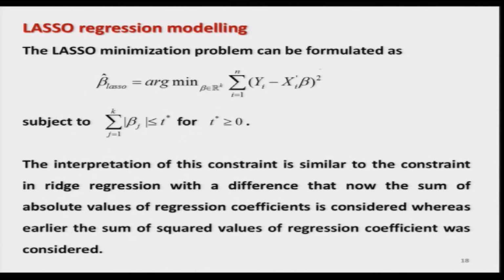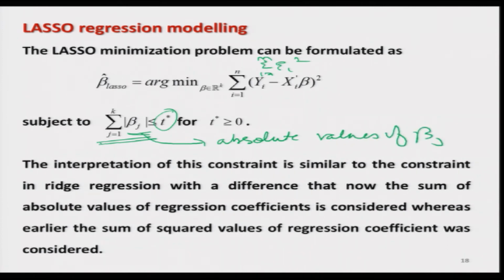So, I try to minimize the sum of squares due to epsilon i, i goes from 1 to n, but I try to find the value of beta in such a way that the sum of the absolute values of beta j is smaller than some positive value t star. So, I have done only one thing here. This is only the sum over absolute values of beta j, that is all, but this small change made wonders. And I wish all of you could come up with such a small idea once in your life which can make you as popular as Professor Tibshirani has become.